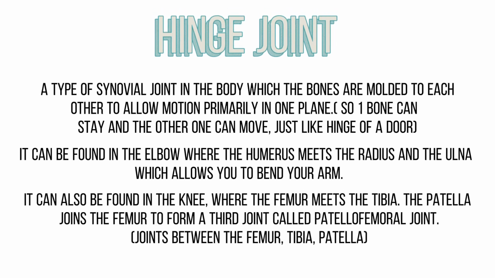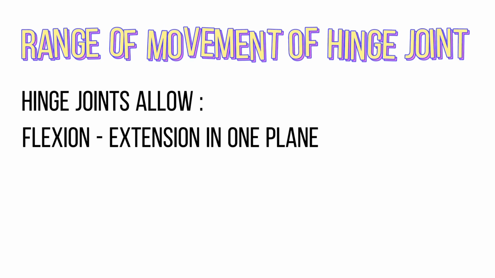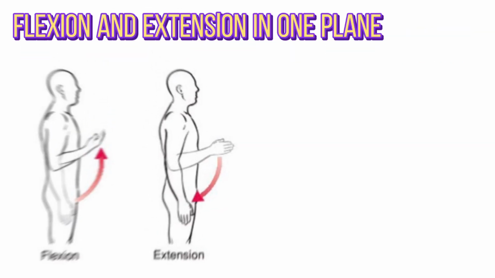The patella joins the femur to form a third joint called the patellofemoral joint. Joints between the femur, tibia, patella. Range of movement of hinge joint. Hinge joints allow flexion and extension in one plane.